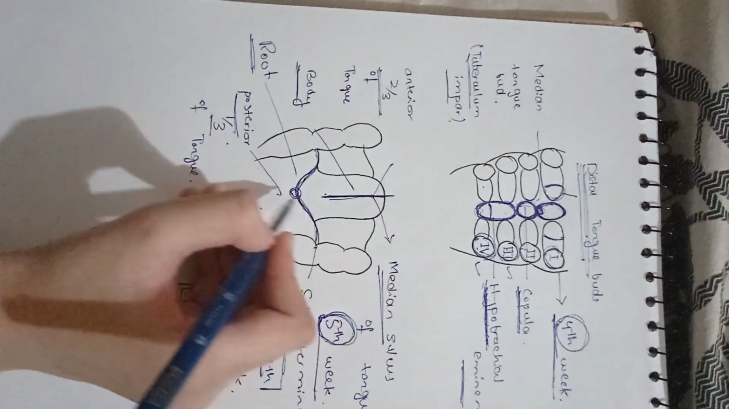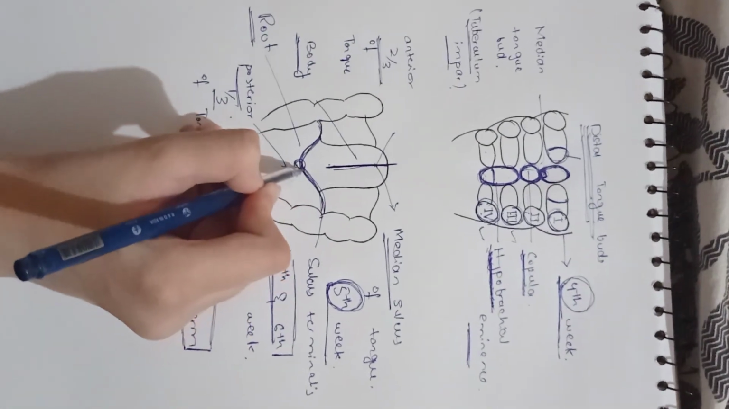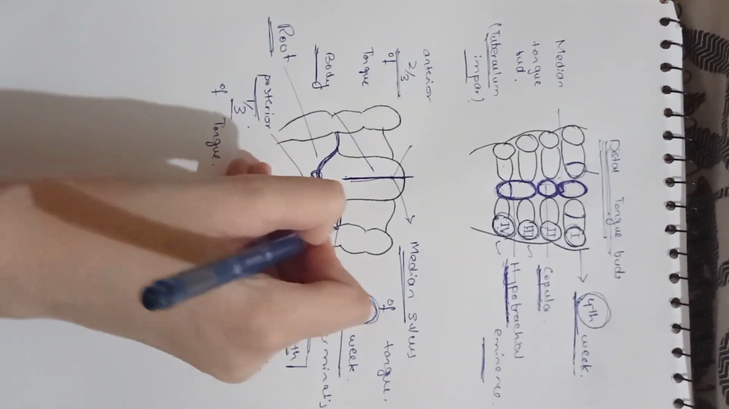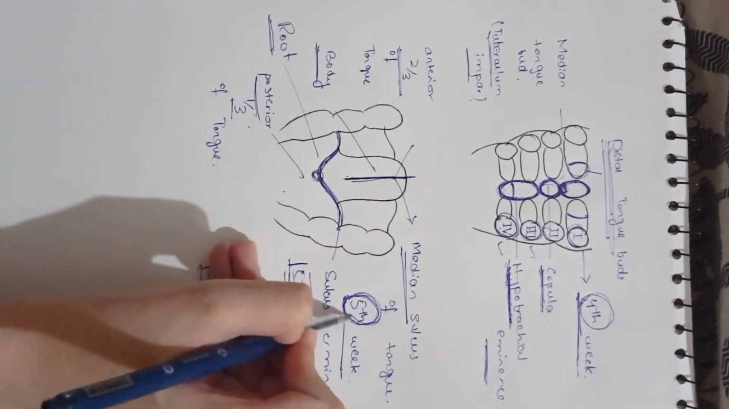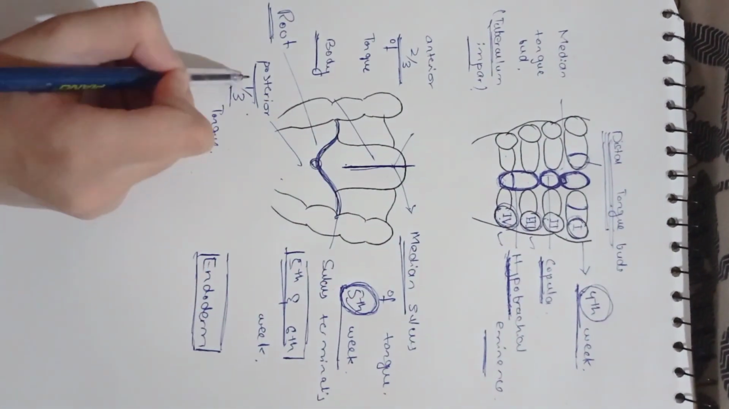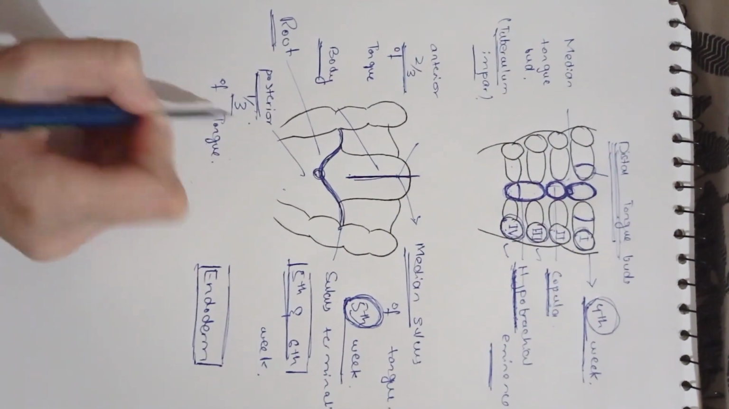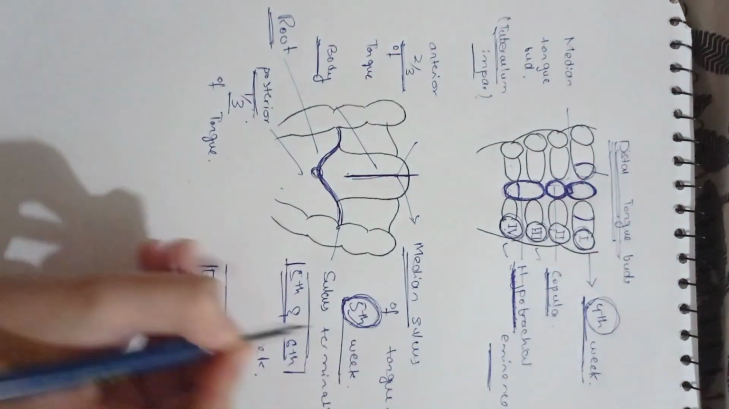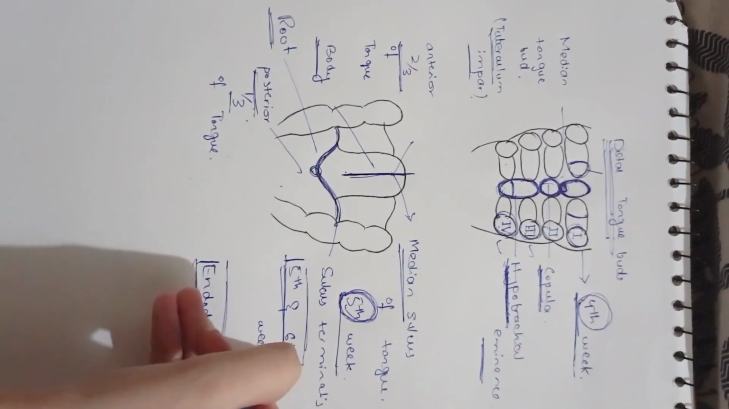Fusion of the body and the root is called the sulcus terminalis. This line is called the sulcus terminalis. This is occurring in the fifth week. The formation of the anterior 2/3 by the fusion of the distal tongue buds is occurring in the fifth week, and the posterior 1/3 of the tongue, which is formed by the growth of the hypobranchial eminence, is occurring in the fifth and the sixth weeks.